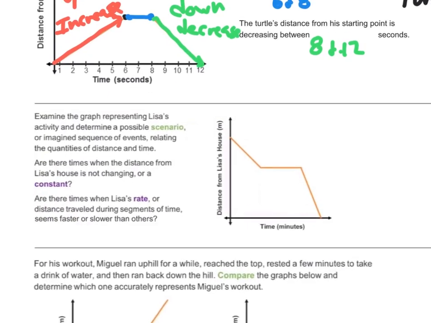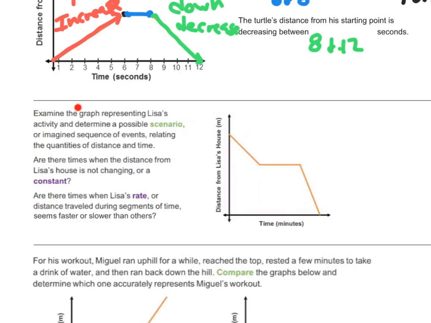Next question says, examine the graph representing Lisa's activity and determine a possible scenario or imagined sequence of events relating the quantities of distance and time. Let's take a look at this graph. It says distance from Lisa's house, and this is time in minutes. What I notice is that at time 0, Lisa is pretty far from her house. As time increases, her distance from her house is decreasing, meaning she's going back home.